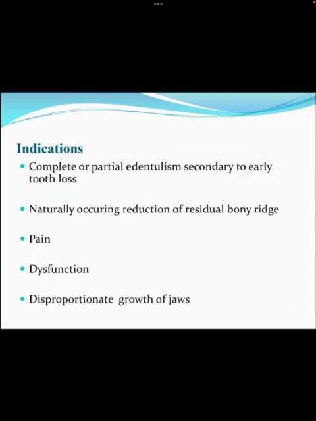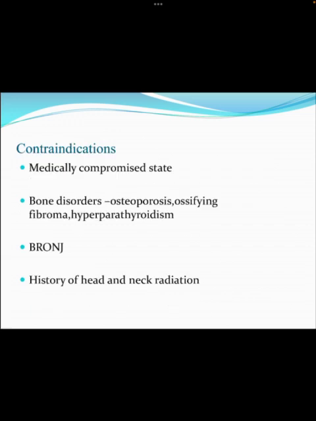Coming to its indications, it is for complete or partial edentulous patients secondary to early tooth loss, naturally occurring reduction of the residual bony ridge, pain, dysfunction, and disproportionate growth of the jaws. It is contraindicated in medically compromised situations and in bony disorders like osteoporosis, ossifying fibroma, and BRONJ, that is bisphosphonate induced osteonecrosis, and osteoradionecrosis with a history of head and neck radiation. In all these conditions, these surgeries are contraindicated.